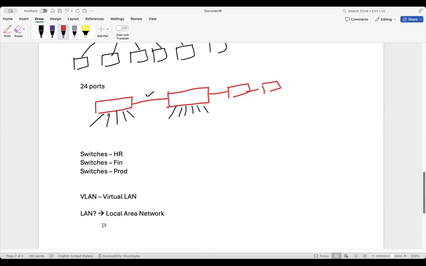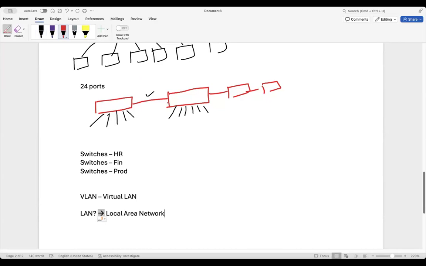So basically, a LAN is a set of devices connected within a specific area. Now, I have a set of devices, but I'm grouping them according to their functionality within the organization. HR devices, I'm going to logically segment them. Finance devices, I'm going to logically segment them. Production devices, I'm going to logically segment them. What is the benefit of it? Now, see here.